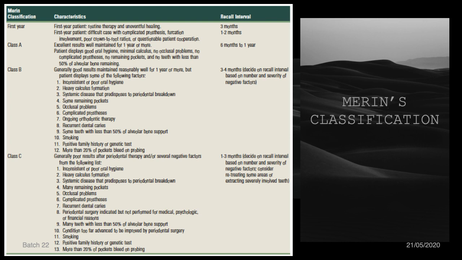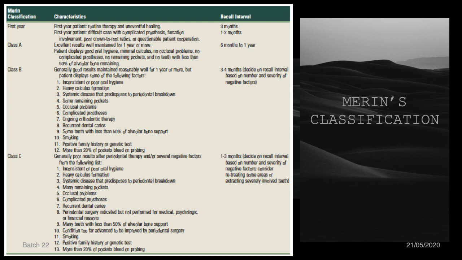So class C patients, or higher risk patients, should be called more frequently compared to low risk patients. For example, gingivitis patients without any further inflammation or gingival disease, you can put under a maintenance recall under class A, and you can call back the patient once in 6 months to 1 year.